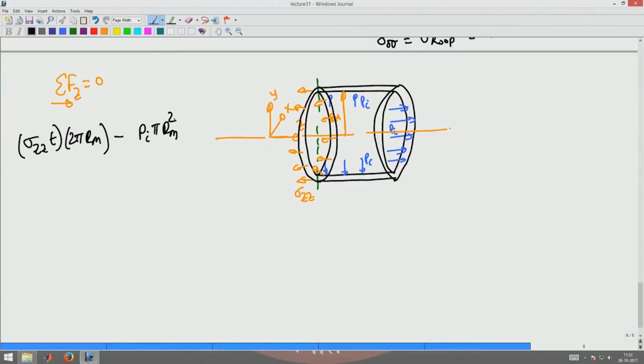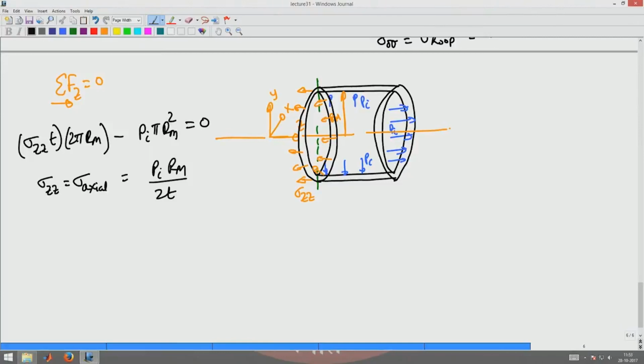The internal pressure acts over a circular area pi Rm square, the area we are talking about, and hence it is pi Rm square. This has to be equal to 0. From here you get sigma zz, or axial stress, to be Pi Rm by 2T. The external pressure can or need not cause an axial stress.